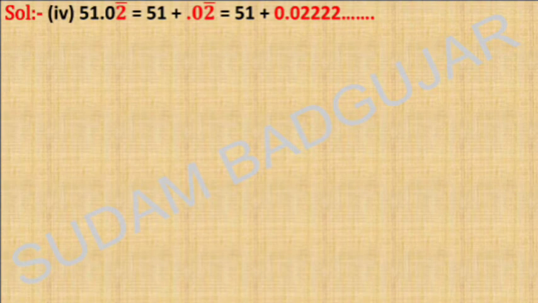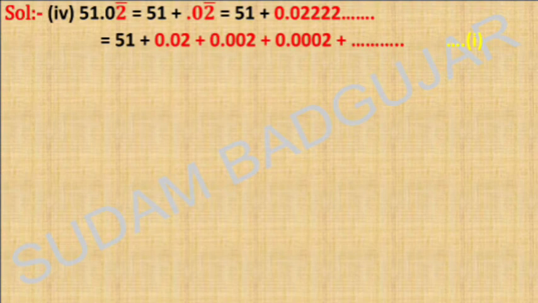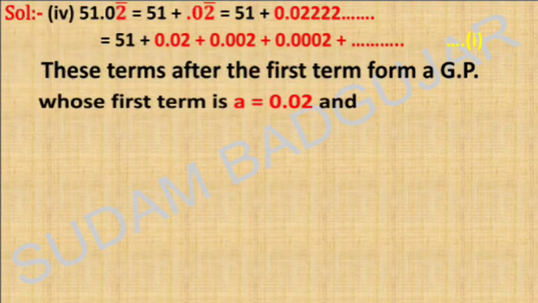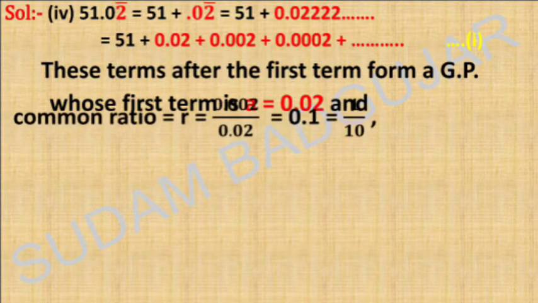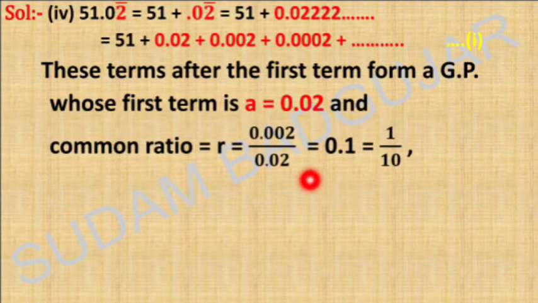Right, now question number fourth. 51.02 bar is equal to 51 plus 0.02 bar, which is equal to 51 plus 0.0222, and again you have to split in this way. These are in GP whose first term A is equal to 0.02 and the common ratio is 0.002 upon 0.02, which is equal to 0.1, and that is nothing but 1 upon 10.